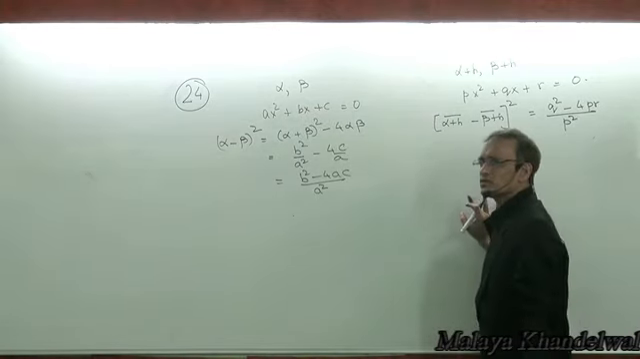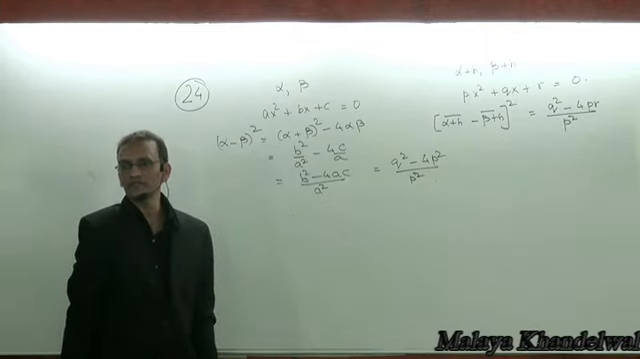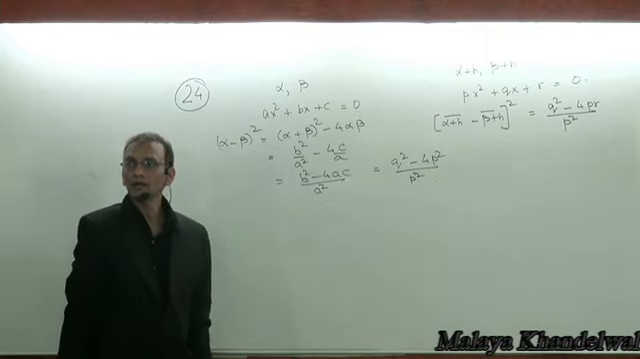No? And the two must be equal, so b squared minus 4ac by a squared must be q squared minus 4pr by p squared. That's one condition. Square of the difference of the roots equal. Clear?